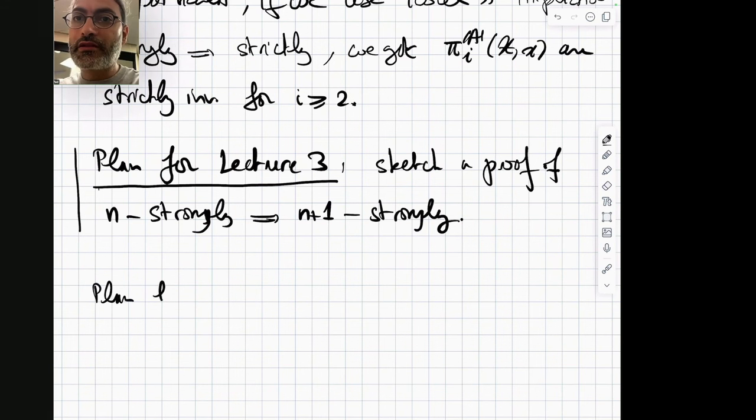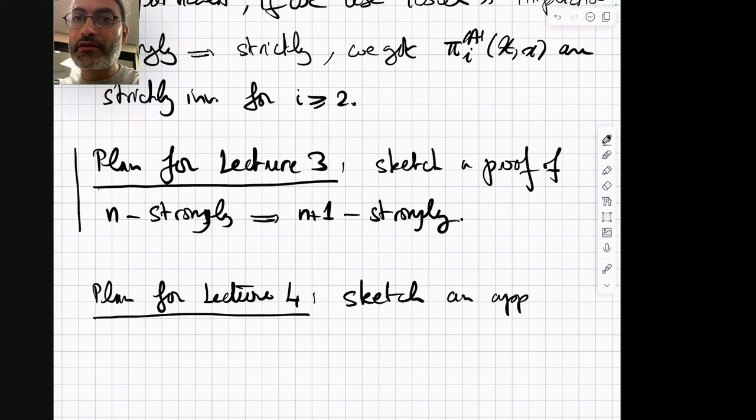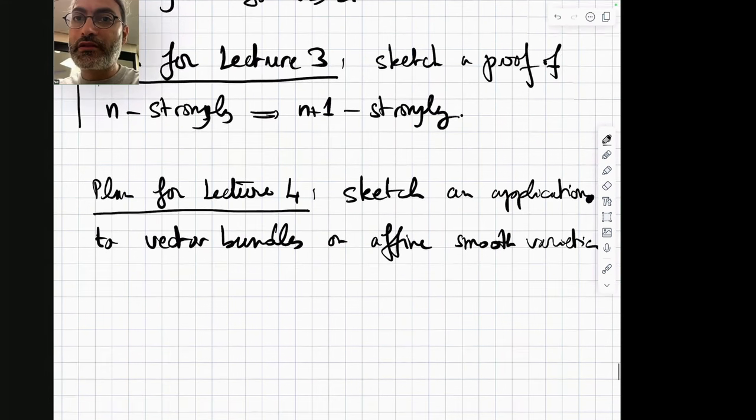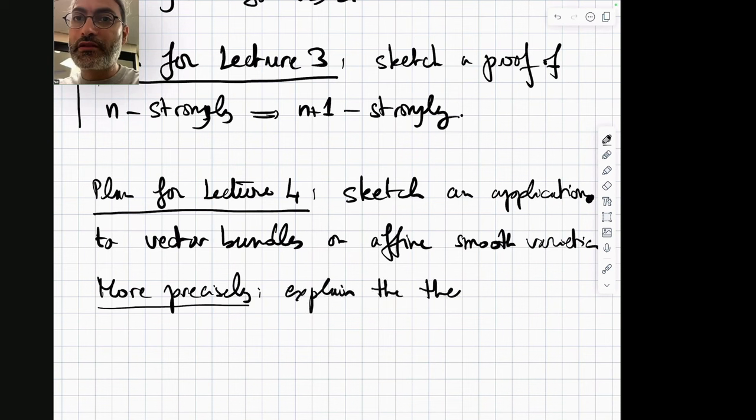And then lecture 4. I'm going to sketch an application, which is also in Morel's book, an application of these theorems of this theory to vector bundles on affine smooth varieties. More precisely, I'll explain what Morel called the theory of Euler classes.